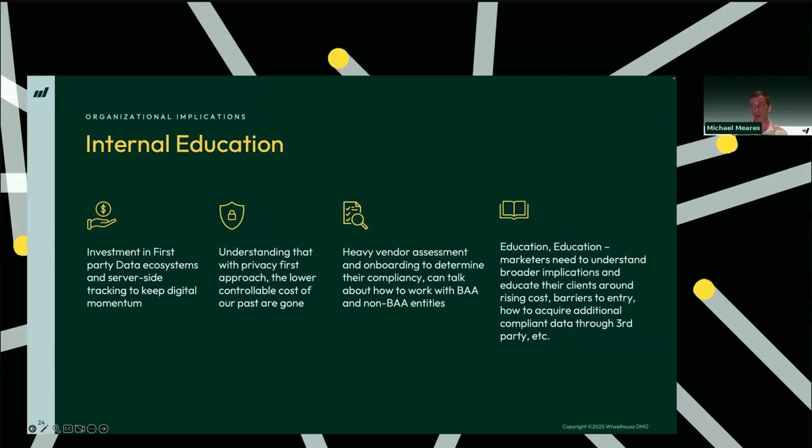Third is vendor assessment. This was a super important part of it, and it's new in a lot of ways because you need to learn how to work with BAA and non-BAA entities. You need to be able to understand what they can do for you, what they're allowed to do, what you can use them to do, what kind of data you can send to a third-party vendor. You just need to be prepared for a deeper search into vendors than maybe you once saw.